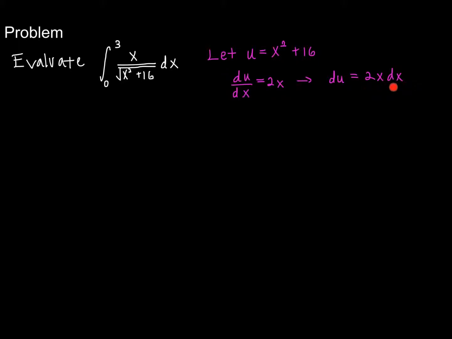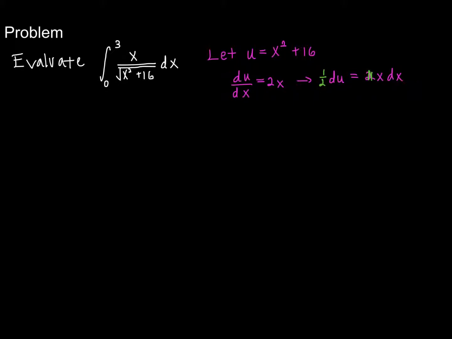Now notice this is very close to what I want. I have x dx, and this is 2x dx, so to account for that, I'm going to multiply by 1/2 on both sides, and now I'll be able to substitute in everything by inputting a u here and a 1/2 du for the x dx.